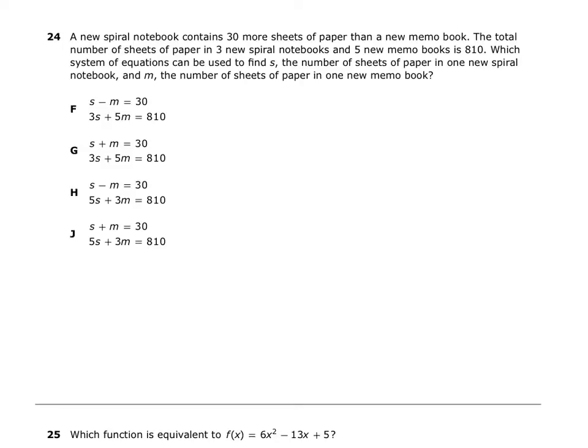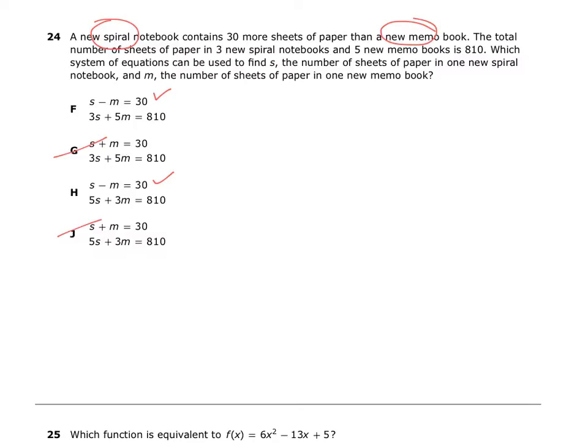The very first thing is that you have the spiral notebook and the memo book. And the spiral has 30 more sheets of paper than the new memo book. So on this one, if you take S minus M, spiral minus memo, you should get 30 because spiral was larger. So that gives us F or H, and that way we can eliminate G and J. They say S plus M. Together they don't have 30, so those don't make sense.